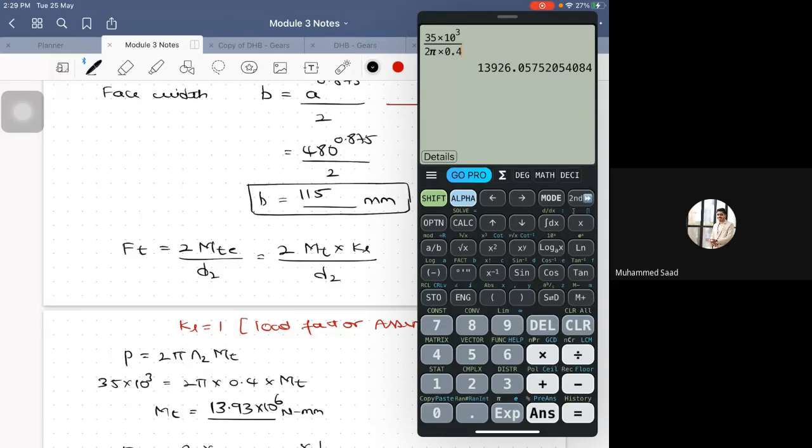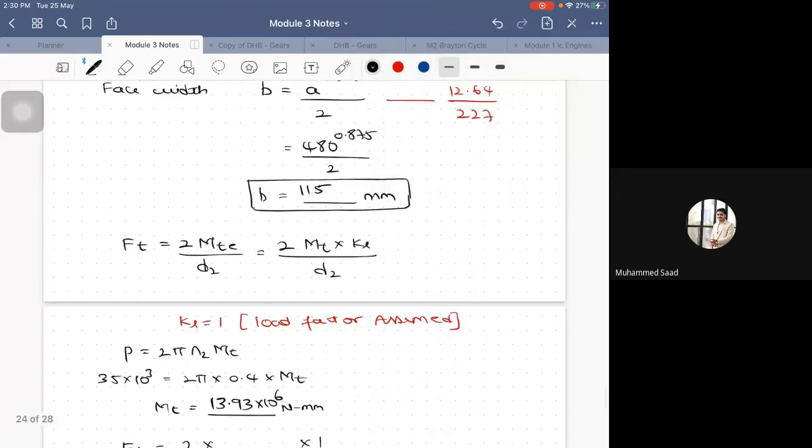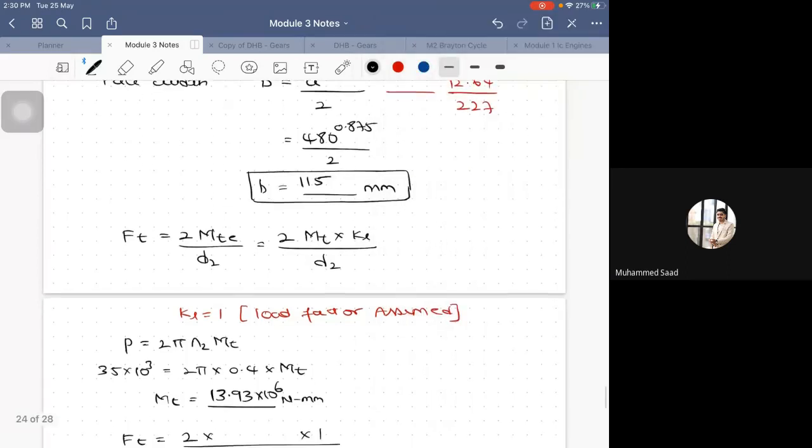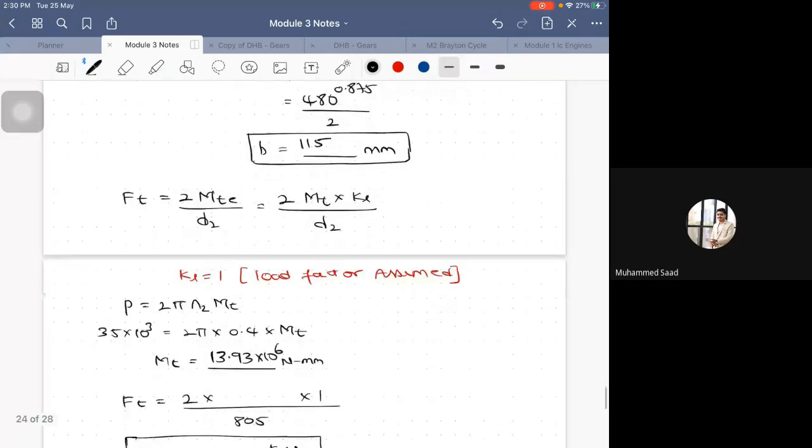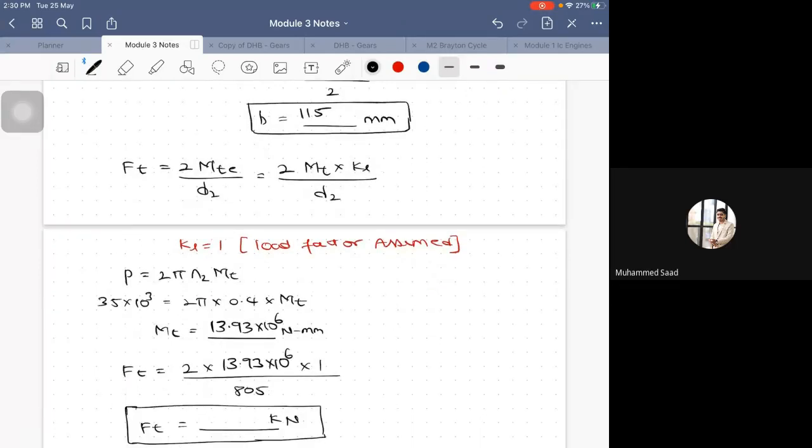Now substitute the value of M2 there and give me the value of FT. 13.93 into 10 to the power of 6, because in this equation you have to substitute in mm, since you are substituting the value of D2 in mm. If you substitute in meters, then no issue. Follow common units. That's it. The value is 34.68 kilonewtons directly.